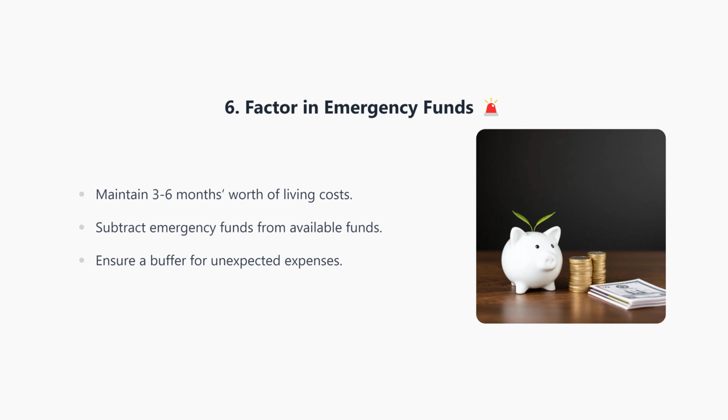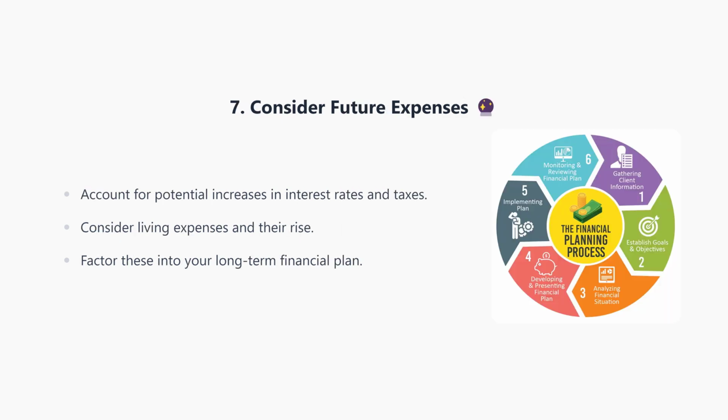Now let's talk about emergency funds. It's crucial to maintain a robust emergency fund to cover unexpected expenses, typically 3 to 6 months worth of living costs. Subtract the amount set aside for emergencies from your available funds to determine what can be spent on a house. Consider future expenses that may arise, like increases in interest rates, property taxes, or living expenses. Buying a home significantly increases your liabilities, and accounting for these potential changes is vital in your long-term financial plan.